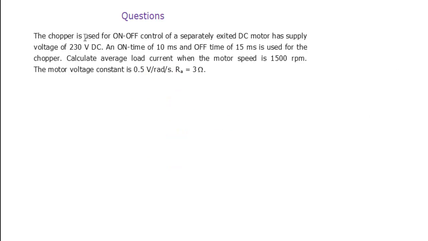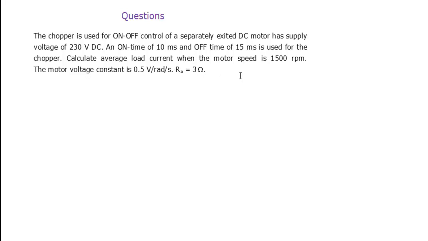The chopper is used for on-off control of a separately excited DC motor, which has a supply voltage of 230 volts DC. An on time of 10 millisecond and an off time of 15 millisecond is used for the chopper. Calculate the average load current when the motor speed is 1500 rpm. The motor voltage constant is given in volts per radian per second, and the armature resistance is 0.3.